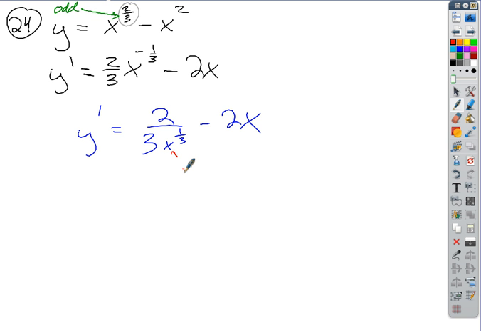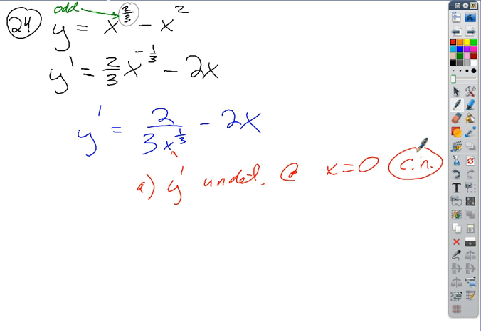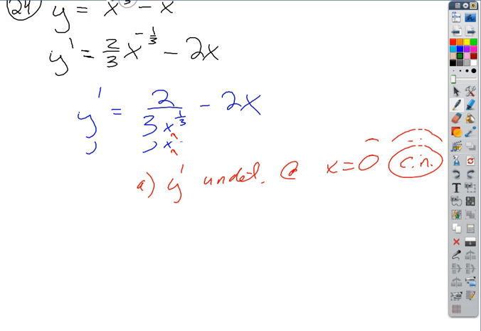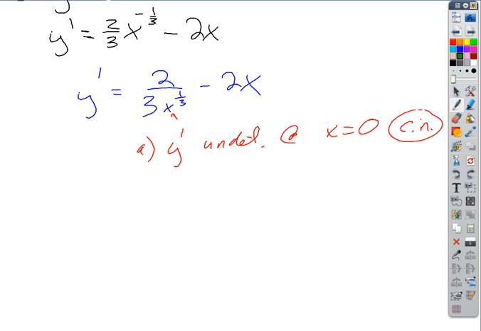So y prime is undefined at x equals 0. Critical number. Okay? Now we've got to find if and where the first derivative equals 0. So let's do that. If I set this equation equal to 0, so 2 over 3x to the 1/3 minus 2x equals 0.